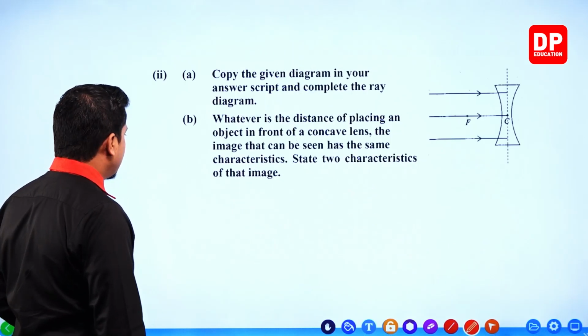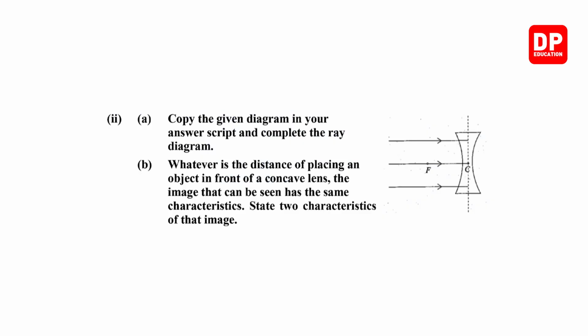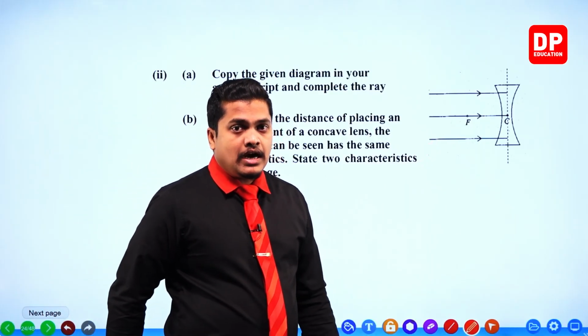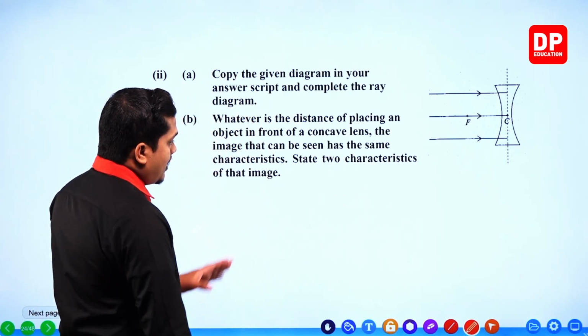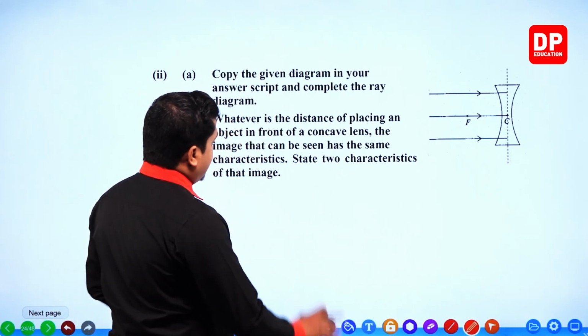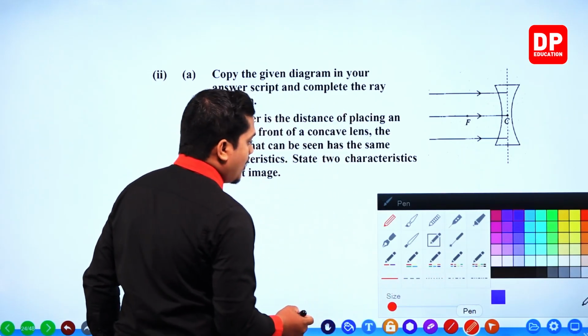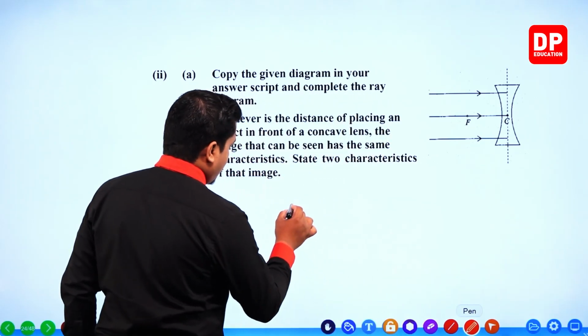So let's head on to see the next one then. Now the next question is related to concave lenses. A concave lens is given here. Let's see what the question is. Copy the given diagram into your answer script and complete the ray diagram. So you need to complete the ray diagram by copying this into your answer script. I'll take this here, then I'll draw and show how it is going to occur.